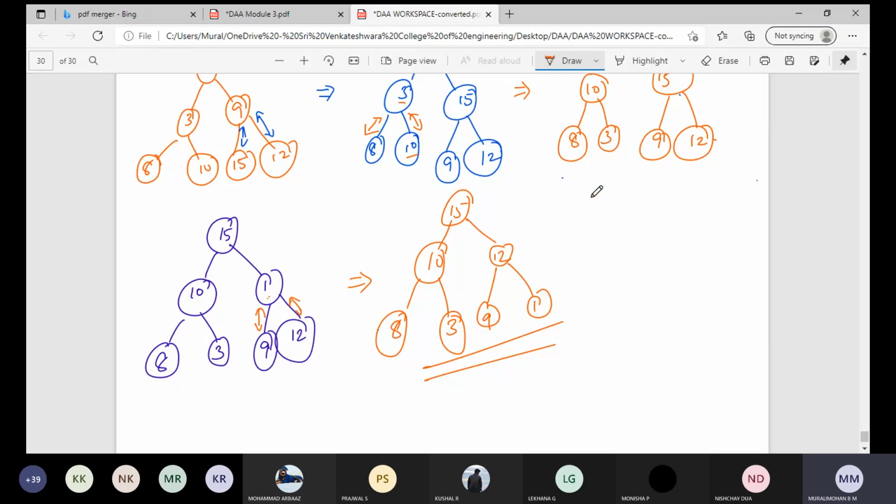Okay, I will give one more problem. Kindly construct a heap tree for this key list, that is 10, 11, 12, 13, 14, 15, 16, 17, 18. Kindly construct a heap tree for this one.